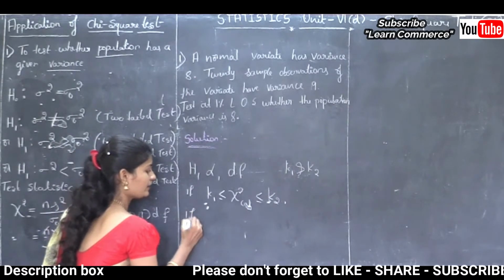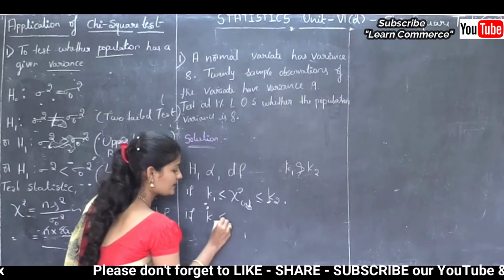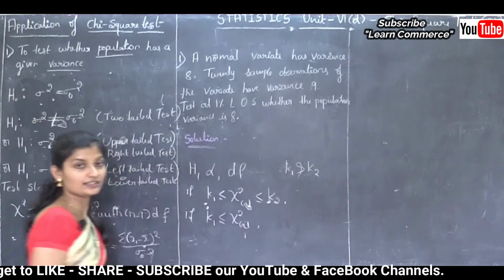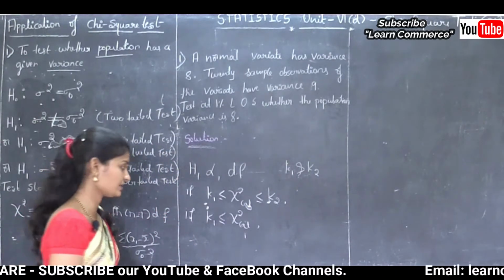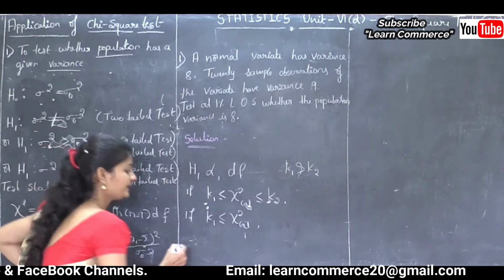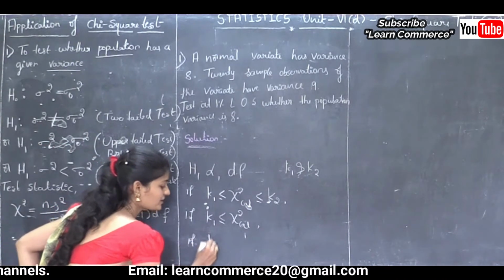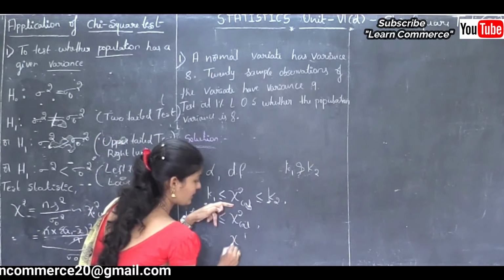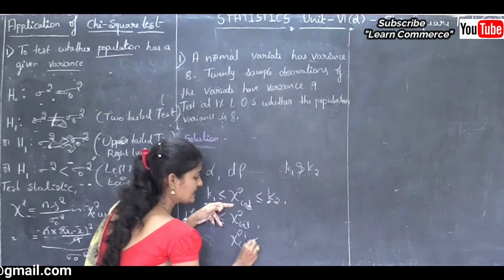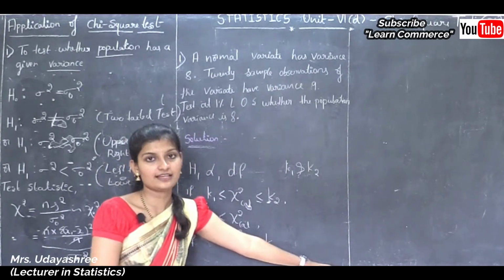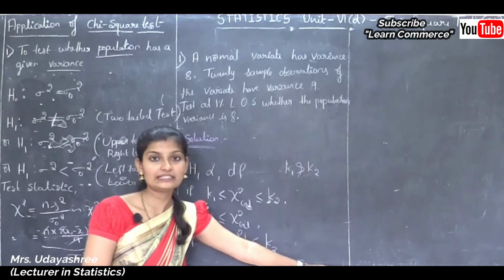test, if k1 is less than or equal to the calculated value, then H not is accepted, otherwise H not is rejected. And for the right-tailed test or upper-tailed test, the condition is like this: chi-square calculated value less than or equal to k2, then H not is accepted, otherwise H not is rejected. I hope you are clear about this.